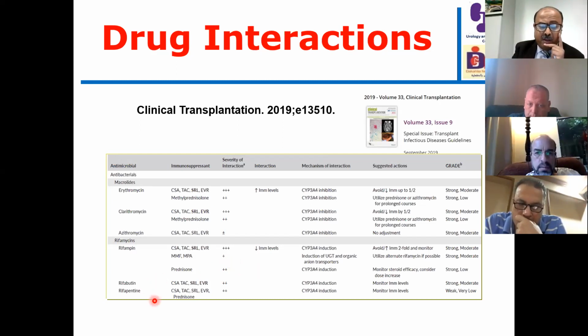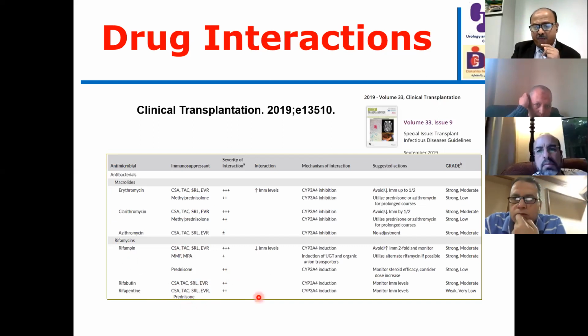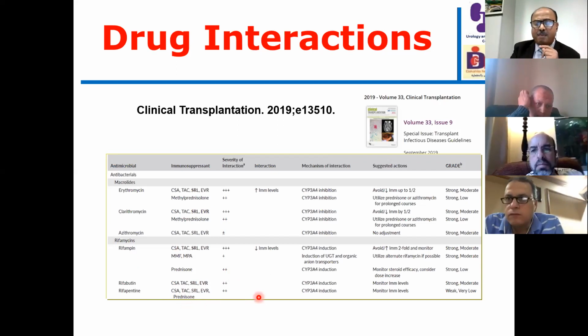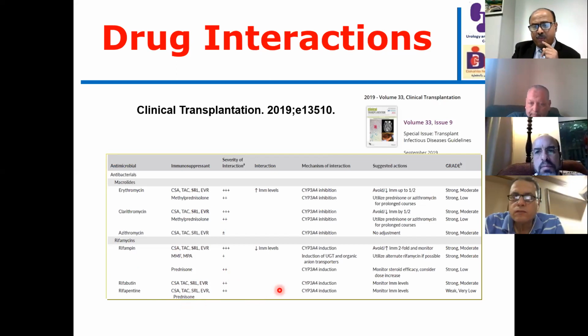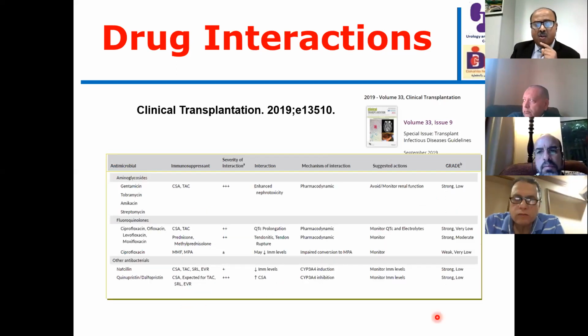Rifabutin and rifampicin may be associated with moderate interaction with immune suppressants, so they are a little bit lower in interaction than rifampicin, but they are enzyme inducers and need to be kept in mind. And as you see, all these are strong recommendations based on satisfactory evidence.